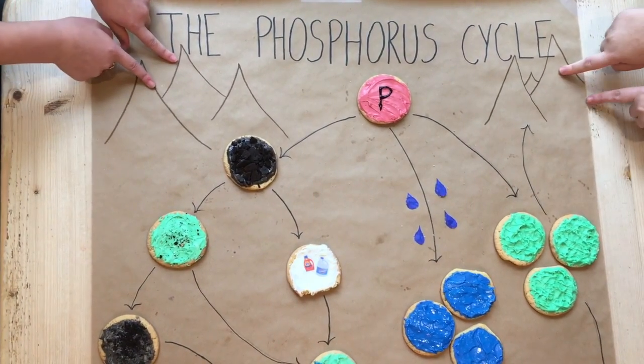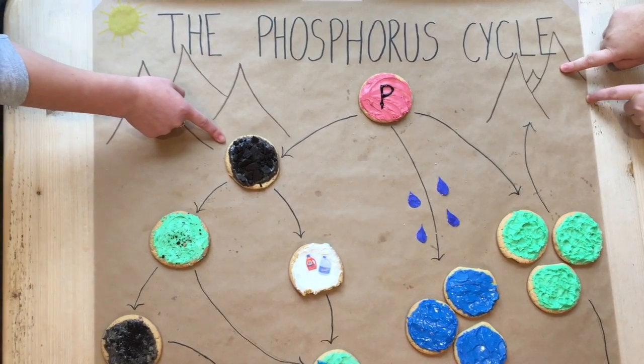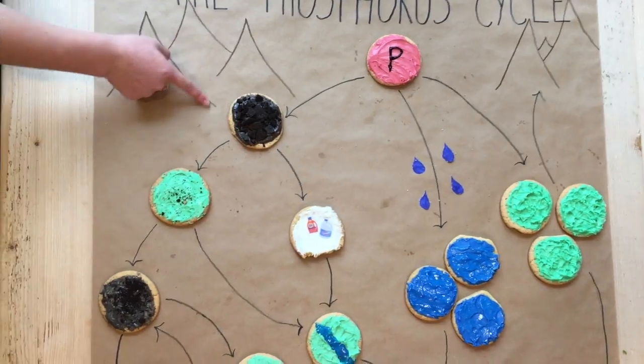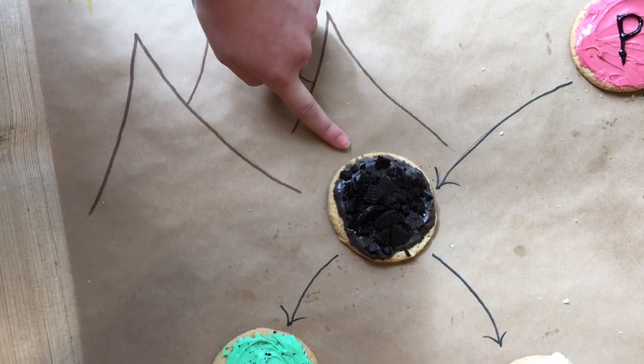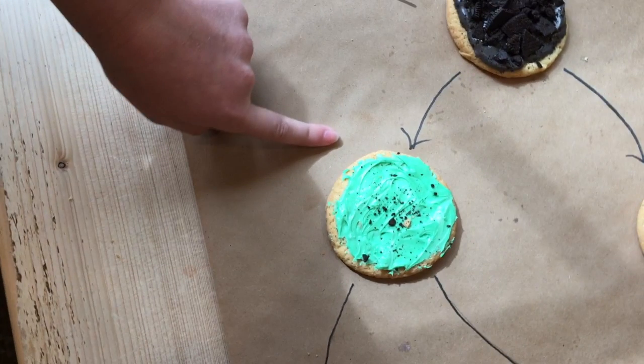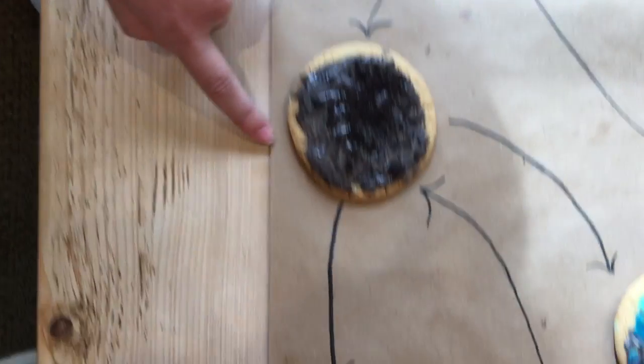From there, the cycle diverges into two paths. It can either be mined, the man-made path, or weathered, the natural path. Let's start with the man-made path. When phosphate is mined, it can become an ingredient for fertilizer, because it is a limiting nutrient important to agriculture. The phosphate in the fertilizer is absorbed into the soil and then the plants.